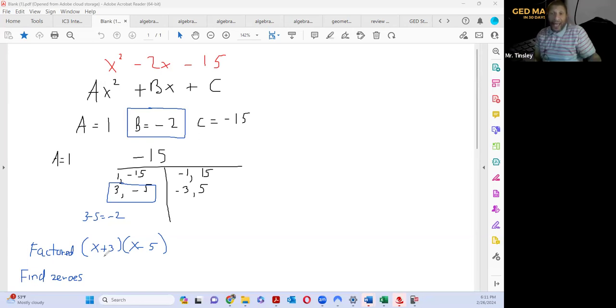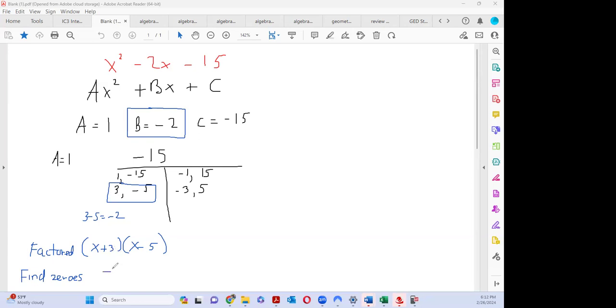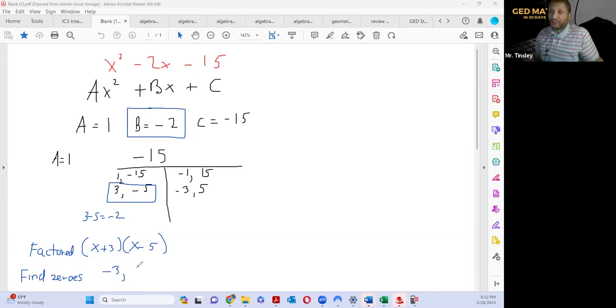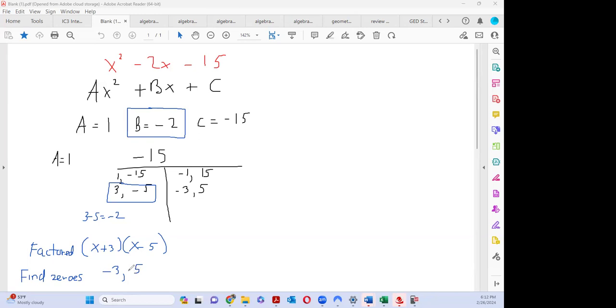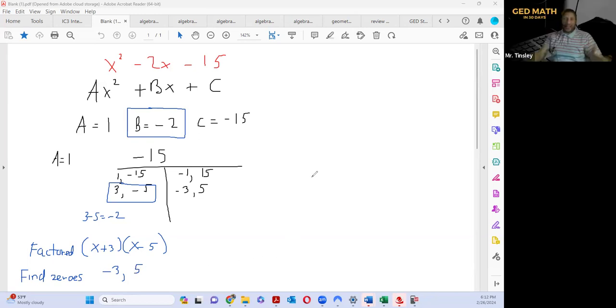So I just need the opposite of each term inside the parentheses. So the opposite of +3 is what? -3. And the opposite of -5 is what? +5. So this, now I'm going to graph it for you.